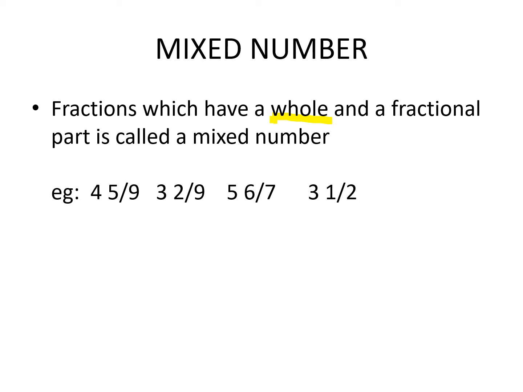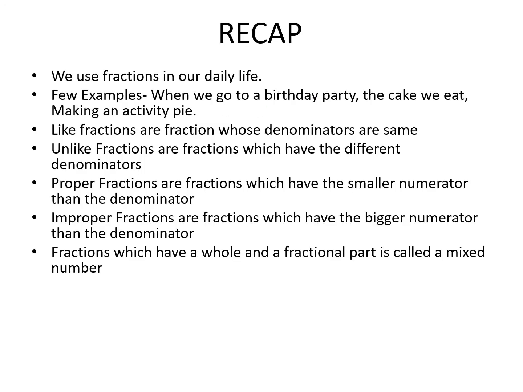What is a mixed number? Fractions which have a whole and a fractional part are called a mixed number. A few examples are 4 and 5 upon 9, 3 and 2 upon 9, 5 and 6 upon 7, 3 and 1 upon 2. We read mixed numbers with a pause to represent a whole and a fractional part. For example, 4 and then a pause, 5 upon 9; 3 and then a pause, 2 upon 9.